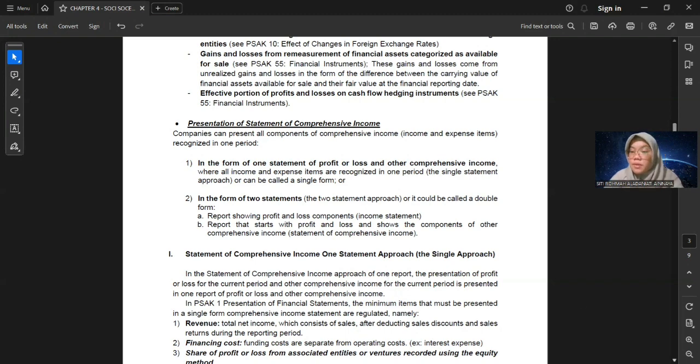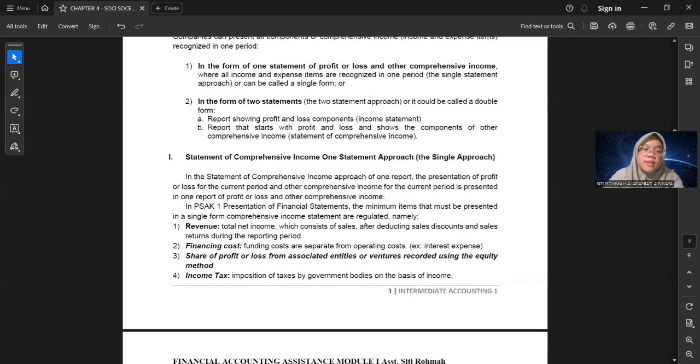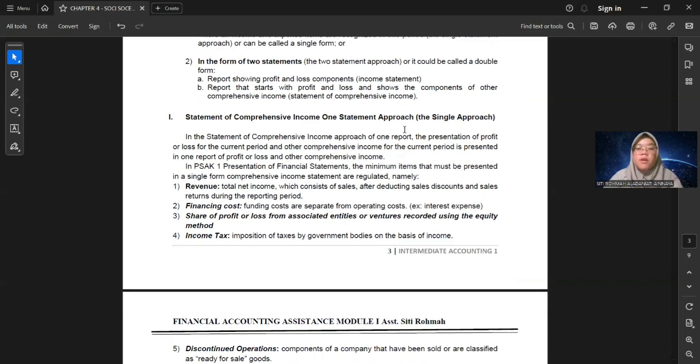Okay. After that, statement of comprehensive income, one statement approach. We will know about the one statement approach first. I'll tell you about the single approach. In the statement of comprehensive income approach of one report, the presentation of profit and loss for the current period and other comprehensive income for the current period is presented in one report of profit and loss and other comprehensive income.